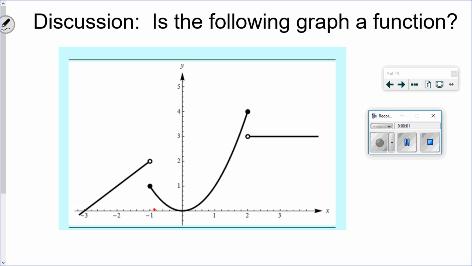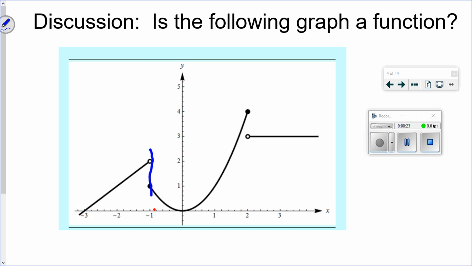Looking at today is this lovely graph, and the question we're asking is: is this a function? If we look at it and think back to last week, we talked about how functions have to pass the vertical line test. So the question is, does it pass the vertical line test?